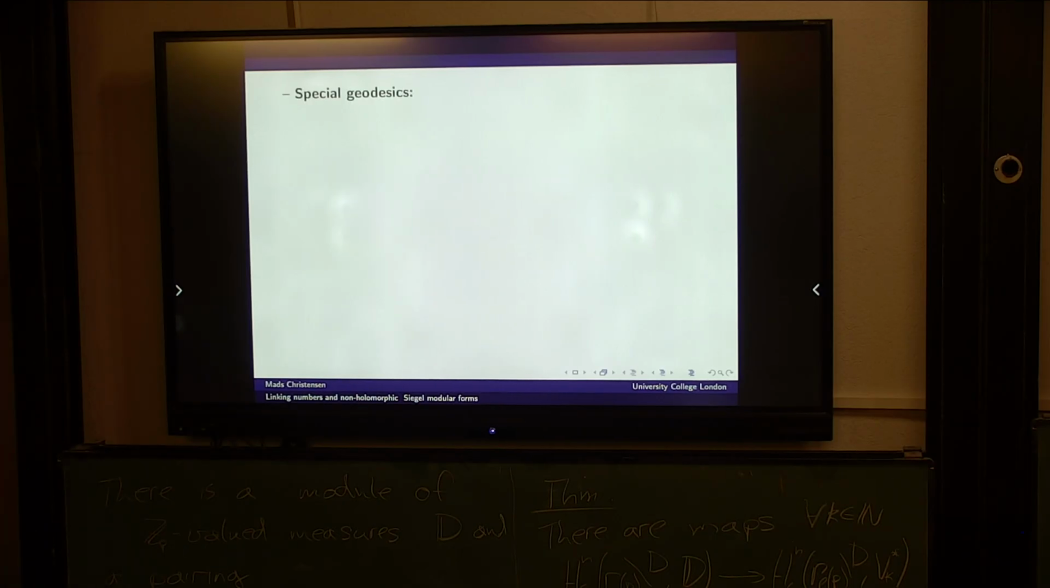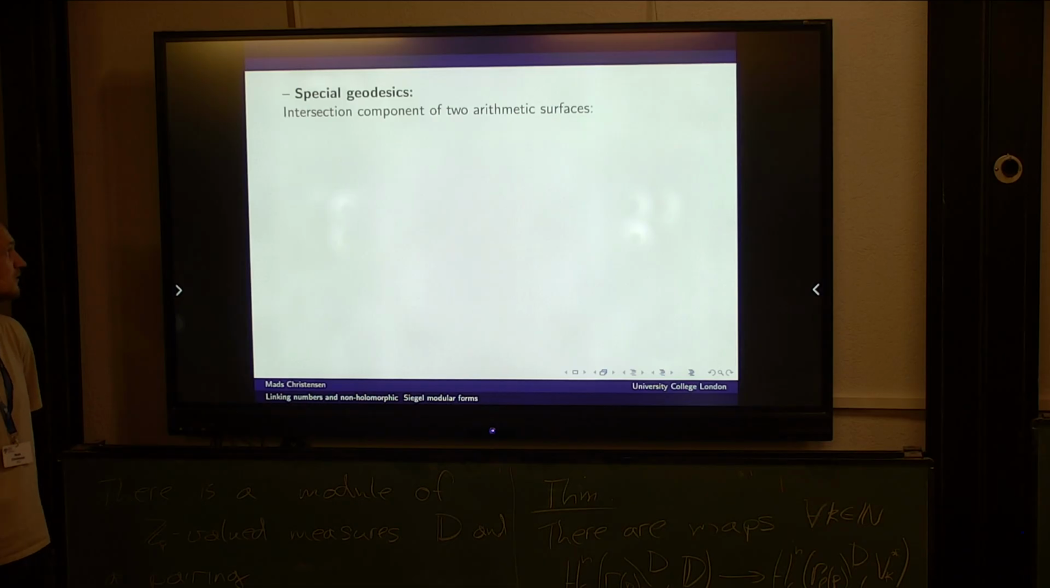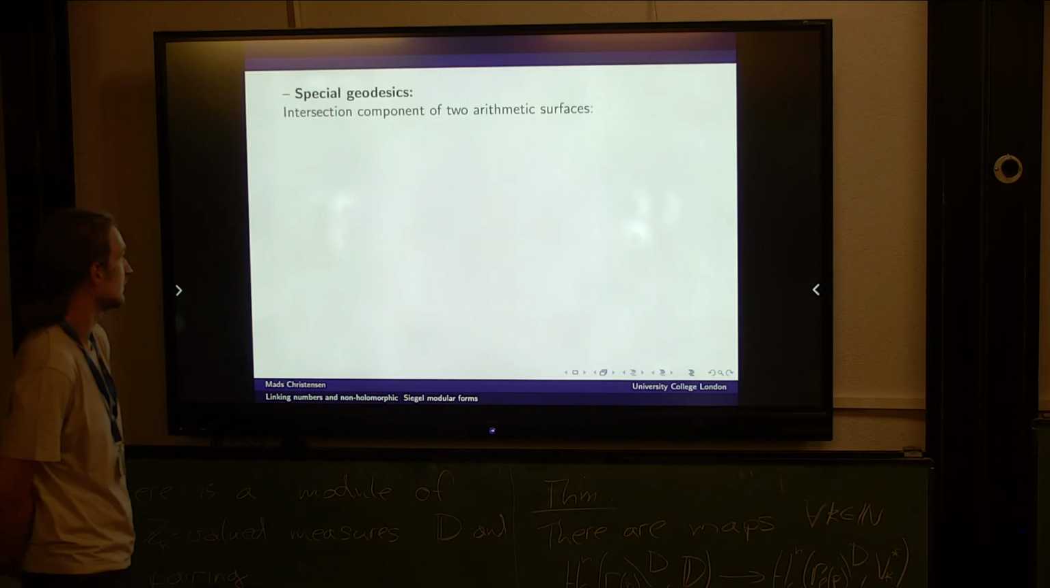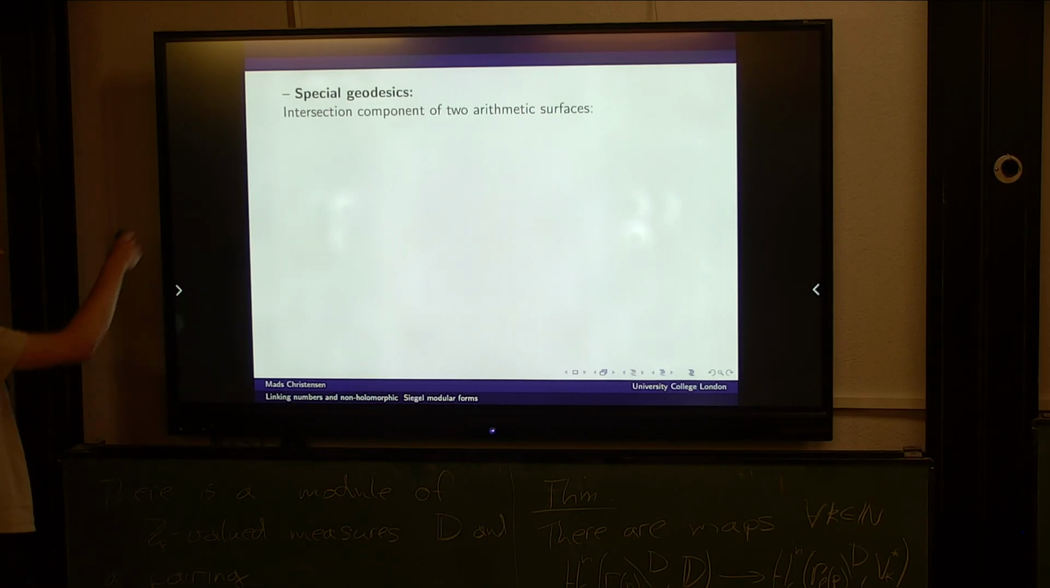Now you can see it's going to be a long slide because it starts at the top. Special geodesics are the intersection components of two arithmetic surfaces. In general, you will intersect in finitely many components. Now we just consider one component, and it turns out this is a geodesic. That's one of the properties of the arithmetic surfaces.